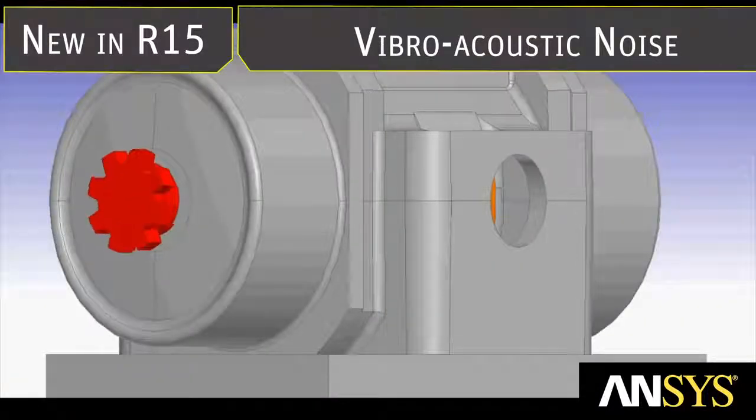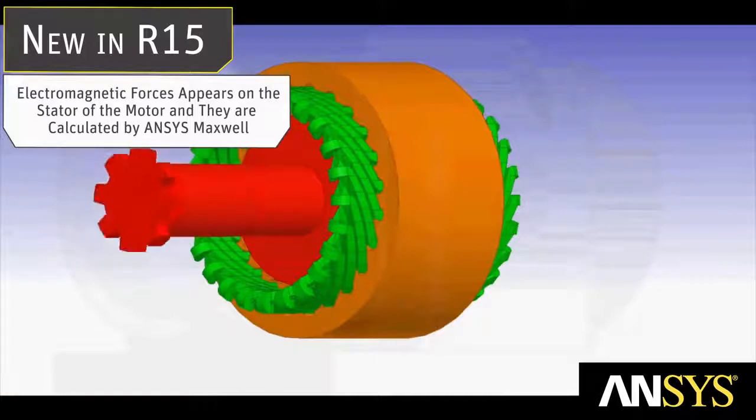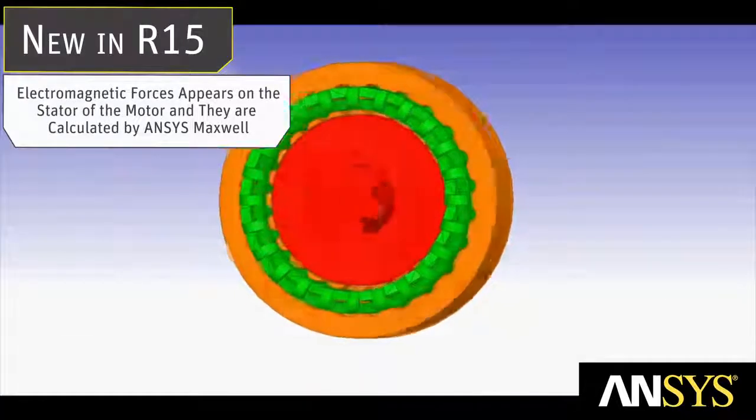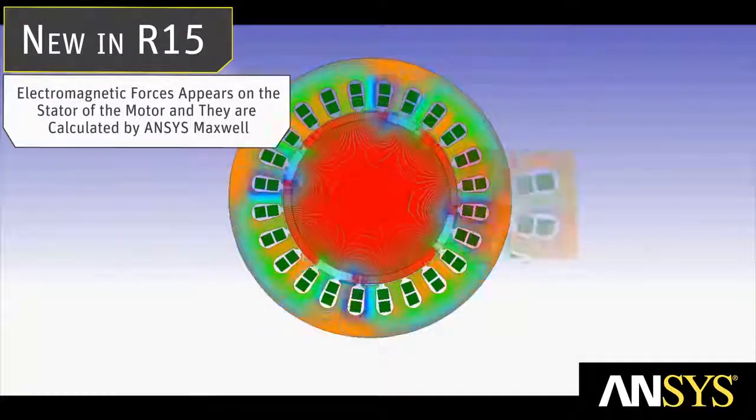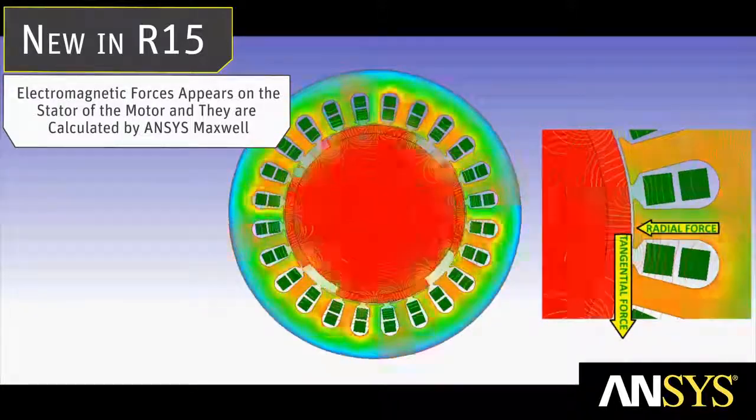The final analysis we will demonstrate is vibroacoustic noise of the electric motor. Electromagnetic forces on the motor stator are computed by Maxwell. The result is a collection of radial and tangential forces that can deflect the stator and cause harmonic motion that induces the acoustic noise.